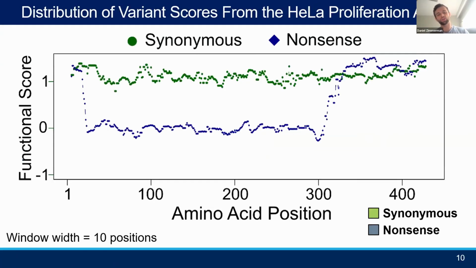So one of the internal quality control metrics that we always look at is, of course, synonymous and nonsense. Here, synonymous is in green, nonsense in blue, and I'm showing a moving window across the positions of STK11, with functional scores being on the y-axis. And so generally speaking, for most of the protein, from about positions 22 to 311, there is good separation between synonymous and nonsense, where synonymous have scores near 1 and nonsense have scores near 0.